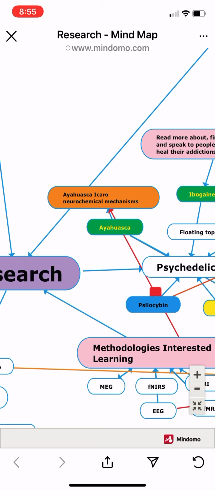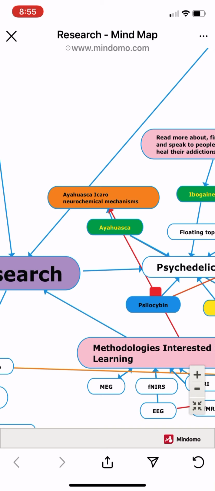Which is my main kind of big research goal. This is the one, which is basically, is there a common neurochemical geographic space for all of these experiences? And then I've connected it so orange lines going towards a question indicate a topic that is going to be directly applicable to that question.